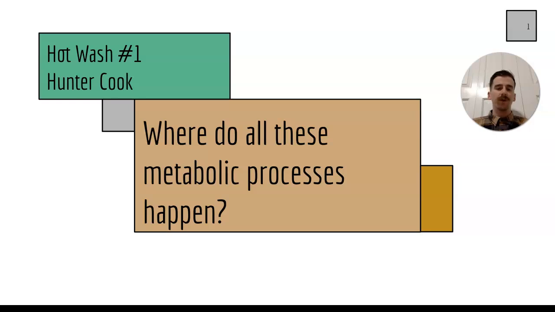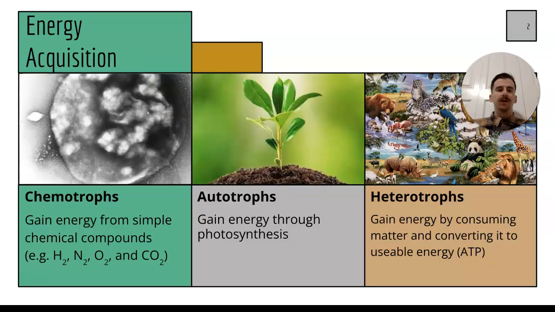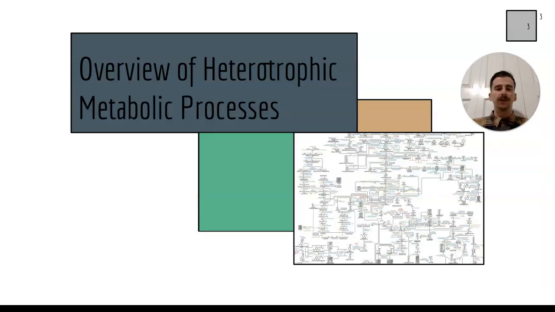I basically want to do an overview of where metabolic processes are happening and what processes happen based on our different states of being. So we're going to focus just on heterotrophic metabolism, and that's gaining energy by consuming matter and converting it into usable energy or molecules. We're not focusing on autotrophs or chemotrophs that gain their energy other ways.